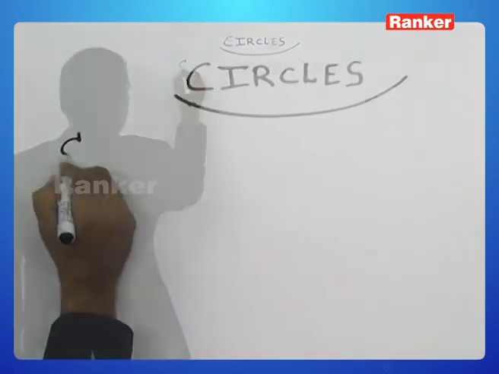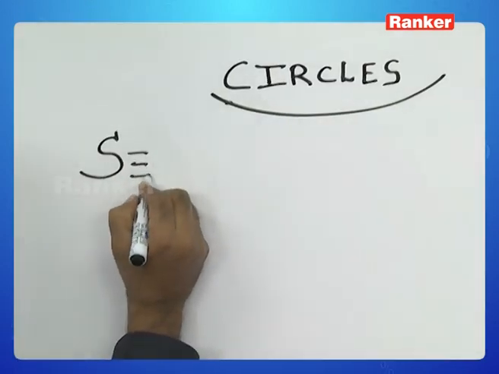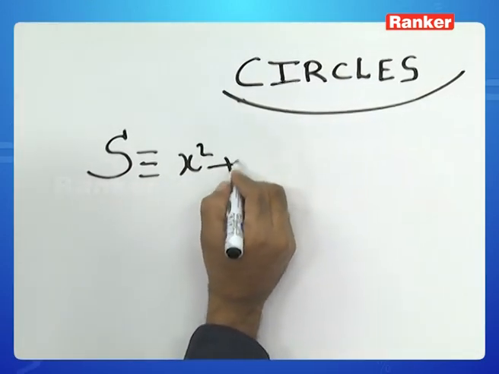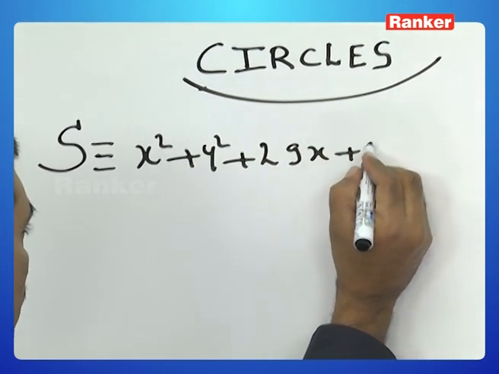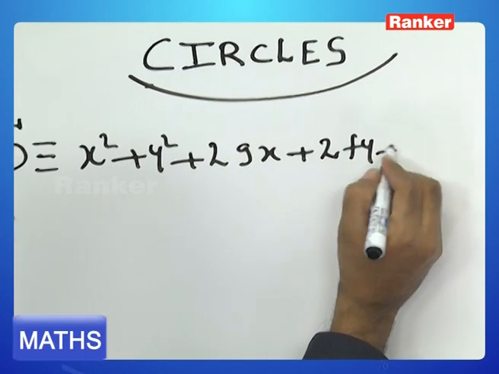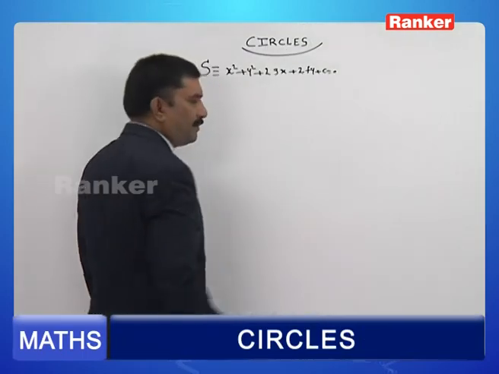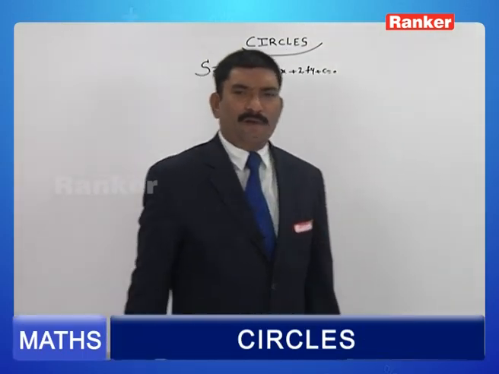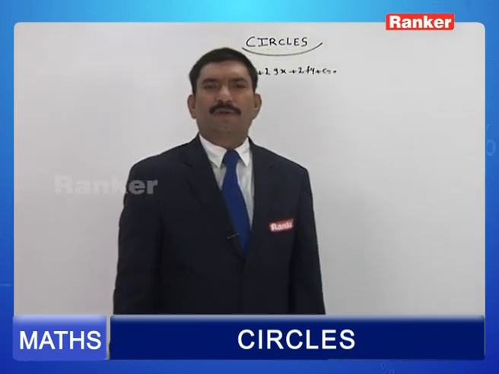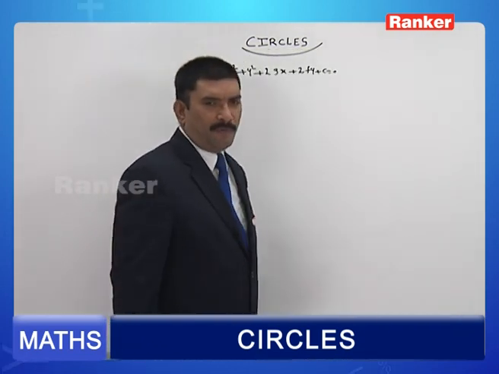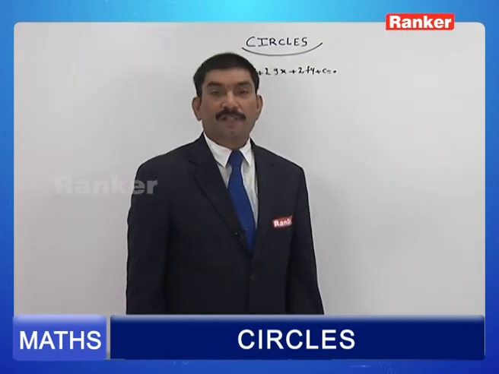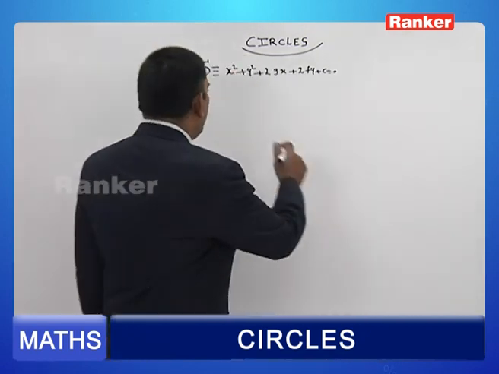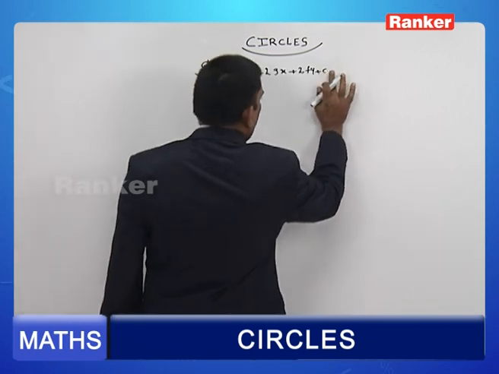Hereafter, S is equal to, instead of writing a big equation x square plus y square plus 2gx plus 2fy plus c is equal to 0 in the general form, you can write it in a short form as S. Therefore, hereafter S is equal to 0 represents a circle.